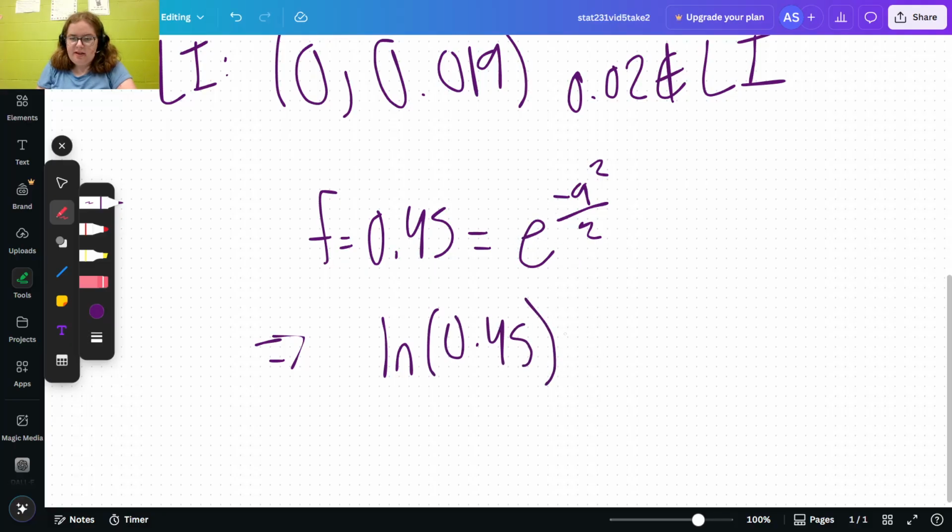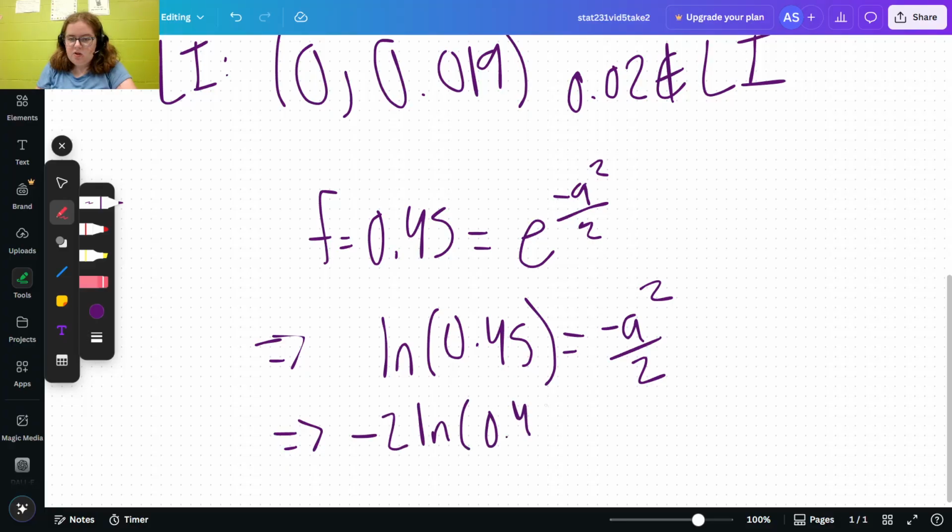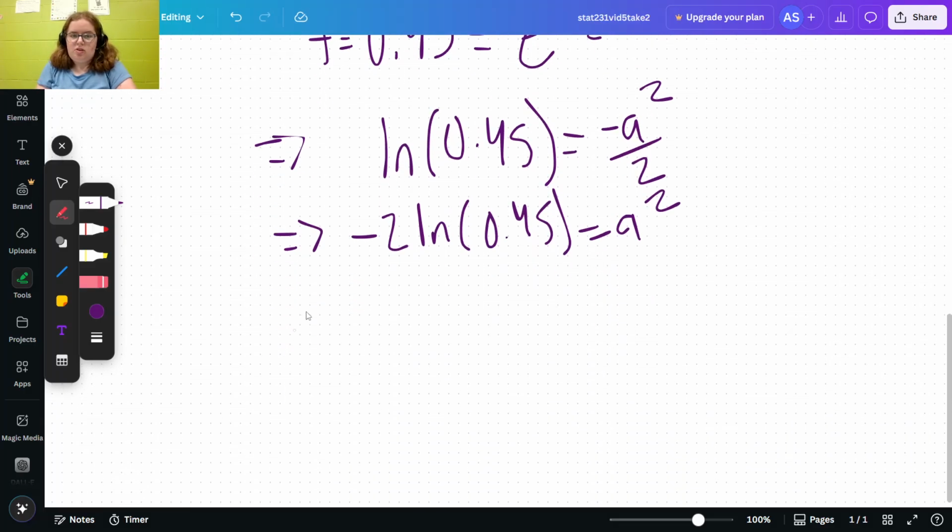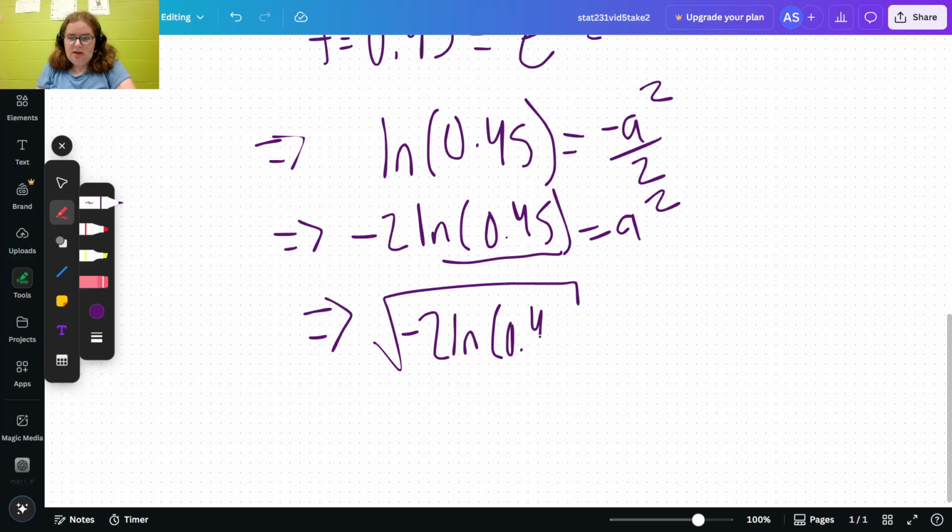And the ln and the e will cancel out, so I'm just left with this. Then I can multiply both sides by -2, so I'm just left with a squared on this side. My last step is to square root both sides. Note that this argument is less than 1, so this part will be negative and this part's negative, so we actually have a positive root, so it's not going to be some imaginary thing. So we can just stick that in there without any worries, and this is A. We're just taking the positive root because A is going to be positive.